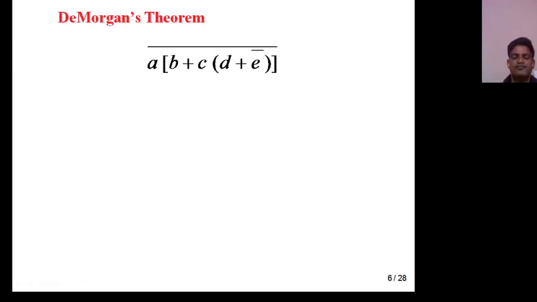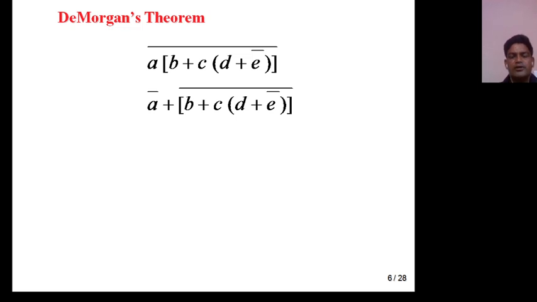And De Morgan's theorem. Suppose you have to determine this expression, a bar plus something. How will you determine it? The highest preference is the bracket, so keep this as it is. First take the whole complement. You know (x dot y) whole bar equals x bar plus y bar, so this is your a bar and this whole complement.